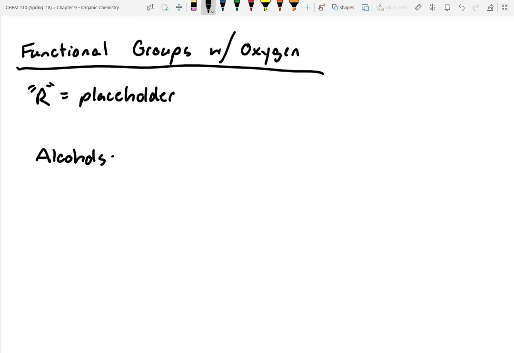With alcohols, the general formula can be written as the following. I'm going to use that placeholder, so it's going to be ROH. That oxygen has two lone pairs off of it. So alcohols in this case can do what sort of intermolecular force? What's their main intermolecular force? Hydrogen bonding. So alcohols can hydrogen bond. They're pretty common. So let's take a look at some examples.